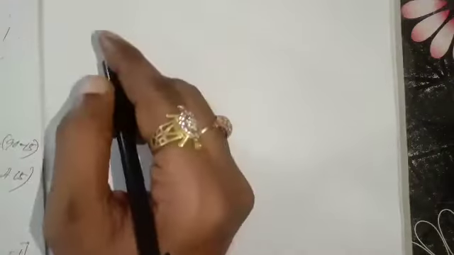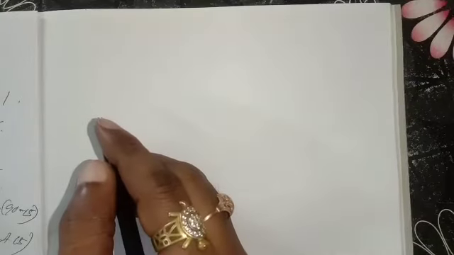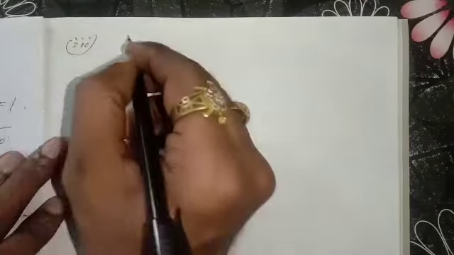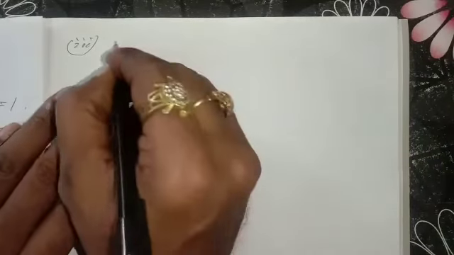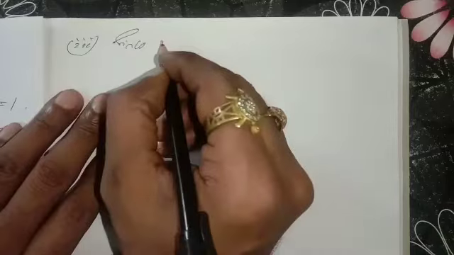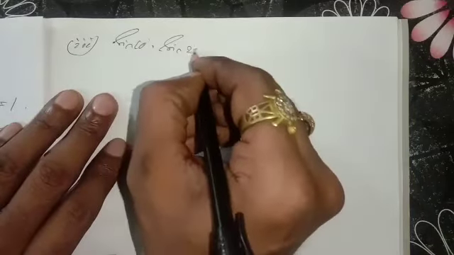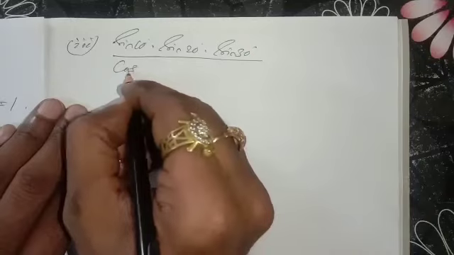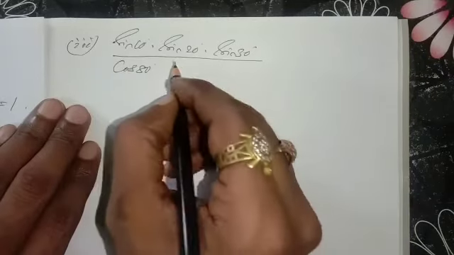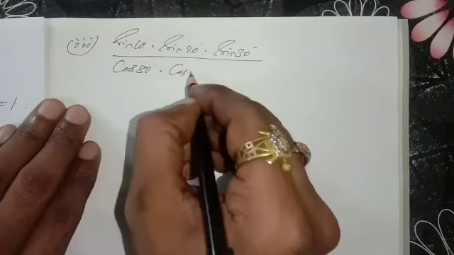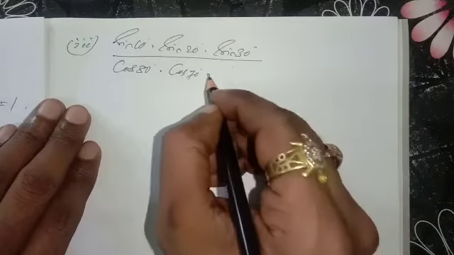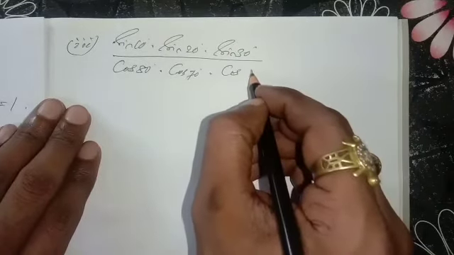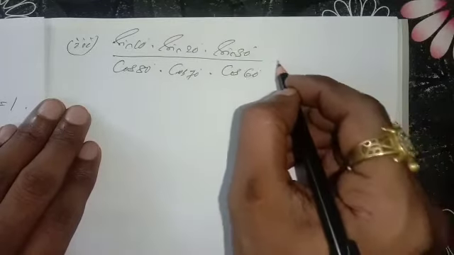Let me copy the third part of the question. The third part question is given: sin 10 into sin 20 into sin 30, and in the denominator cos 80 degree, cos 70 degree, and cos 60 degree, is equal to 1.